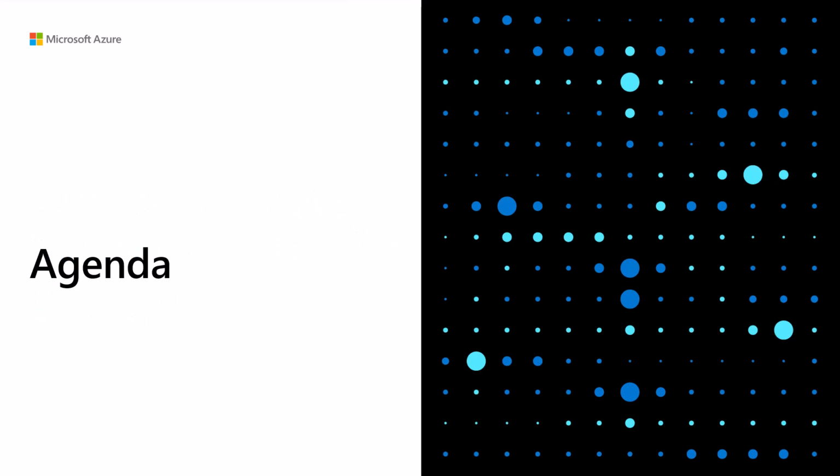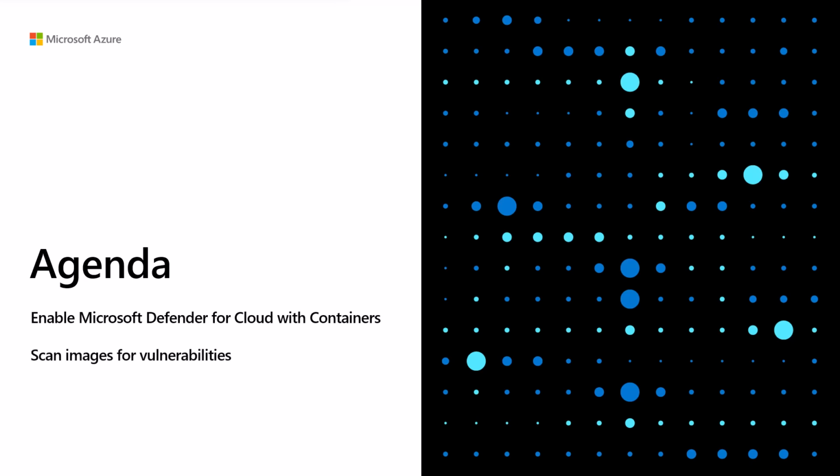Let's talk about some of the things we're going to cover in this module. First, we're going to actually ensure you can use Microsoft Defender for Cloud in scanning your ACRs. And then, of course, we're going to go ahead and scan for vulnerabilities. And we'll find some. I'll tell you that right up front. And then we're going to patch those vulnerabilities.